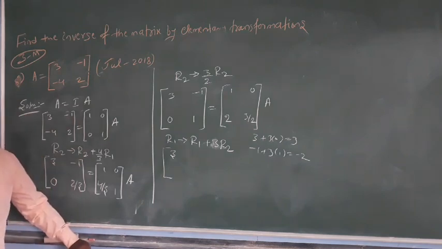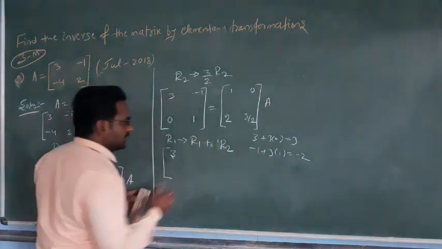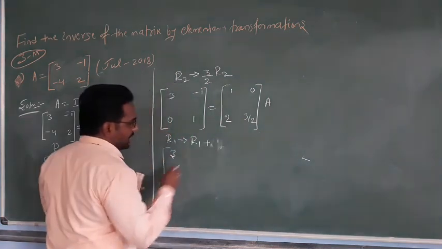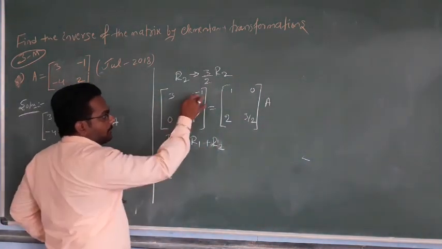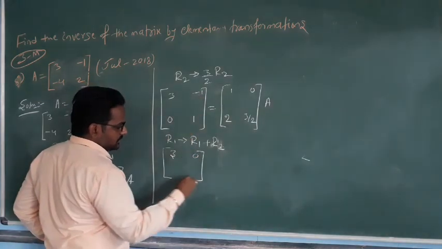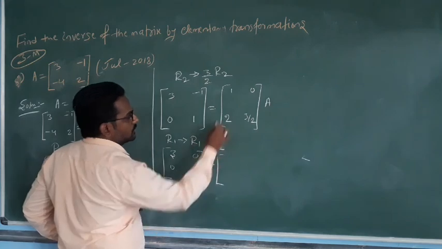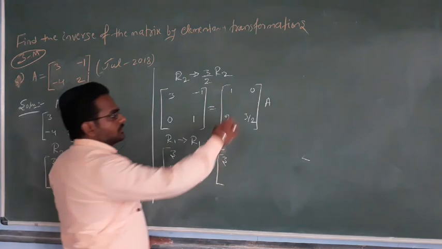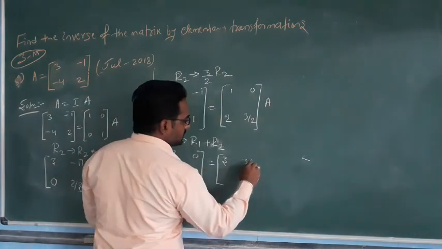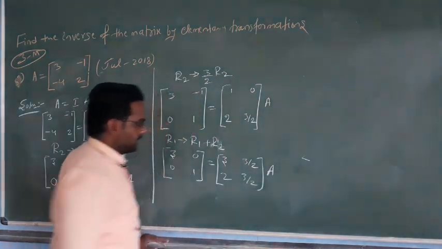One second, students. Okay. R1 plus R2 only, not 3. Sorry. It is R1 plus R2 only. Okay. 3 plus 0, it is 3. Minus 1 plus 1, it is 0. So 0, 1 is equal to R1 plus R2. So 1 plus 2, that is 3 here, students. Okay. 0 plus 3 by 2, that is 3 by 2. 2, 3 by 2 into A.